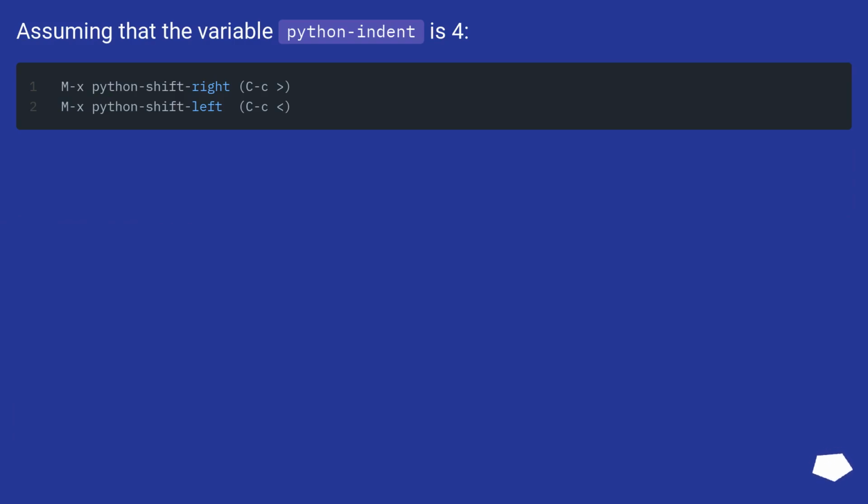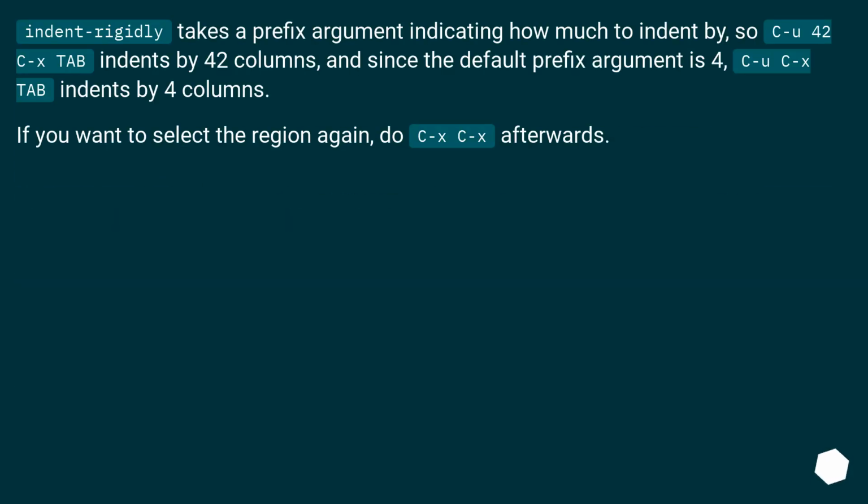Assuming that the variable python-indent is 4, indent-rigidly takes a prefix argument indicating how much to indent by. So C-u 42 C-x tab indents by 42 columns, and since the default prefix argument is 4, C-u C-x tab indents by 4 columns. If you want to select the region again, do C-x C-x afterwards.